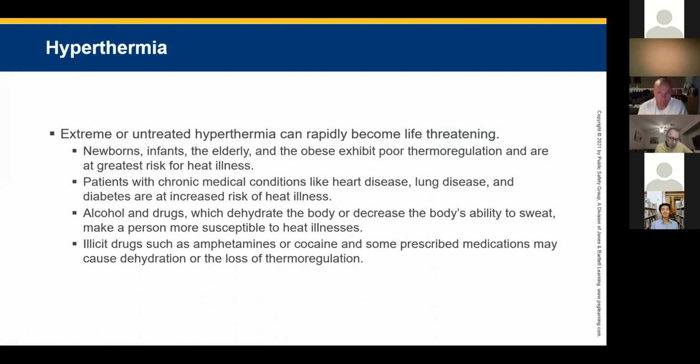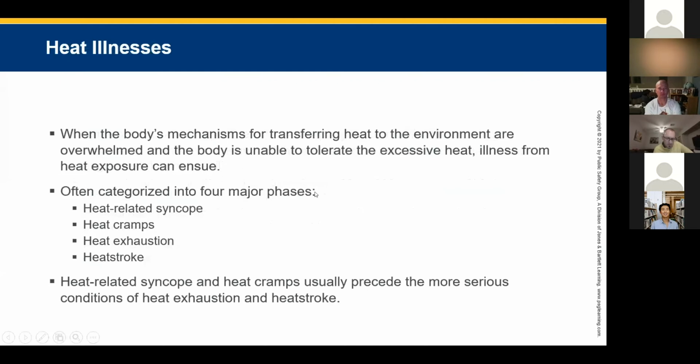Of course, amphetamines, your heart is racing as it is. Cocaine's the same thing. It's racing. Some medications may cause dehydration or loss of thermoregulations. Amphetamines and cocaine have a tendency to create, your heart's racing, it's going really fast. That's the least you're thinking about. Okay, let's see what the next one is.